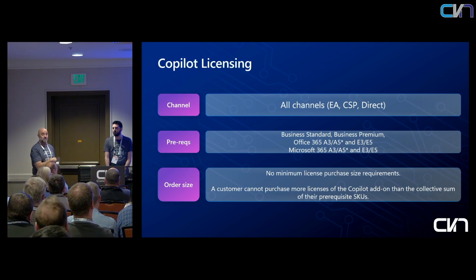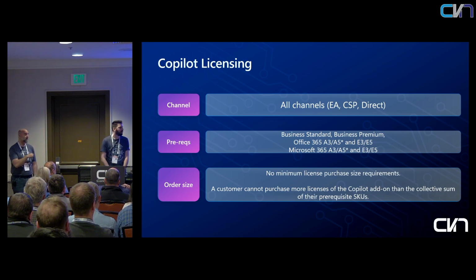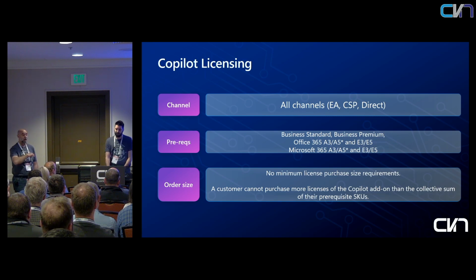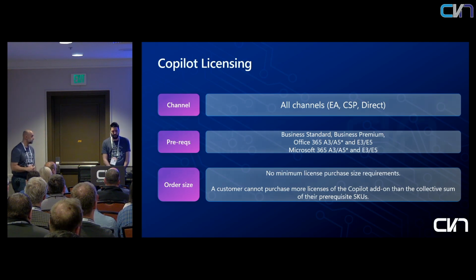Prerequisites for that from a business perspective, you need to have minimum standard or business premium, and then any of the Office 365 or M365 A or E SKUs. There is a caveat on the licensing for Copilot, whereas you cannot purchase more licenses of Copilot than you have your business or enterprise SKUs. As an example, if you have 100 business premium licenses, you cannot buy more than 100 Copilot licenses. So I just wanted to quickly call that out.